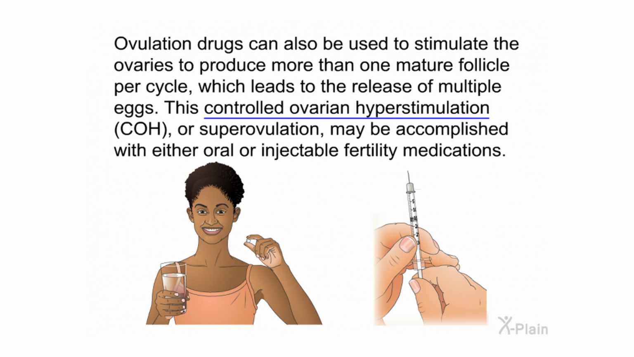Ovulation drugs can also be used to stimulate the ovaries to produce more than one mature follicle per cycle, which leads to the release of multiple eggs. This controlled ovarian hyperstimulation, COH, or superovulation, may be accomplished with either oral or injectable fertility medications.